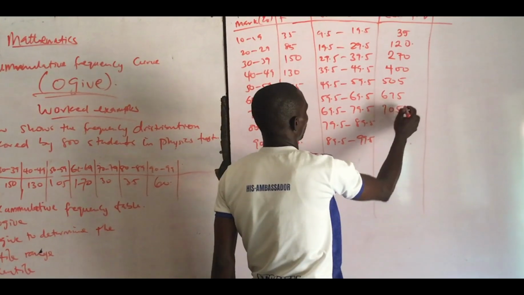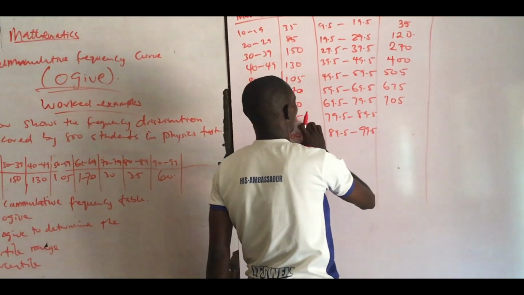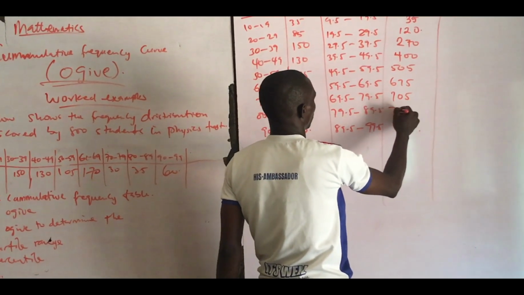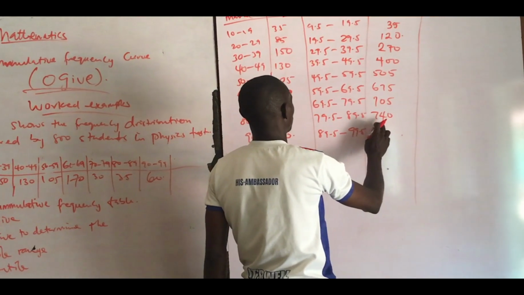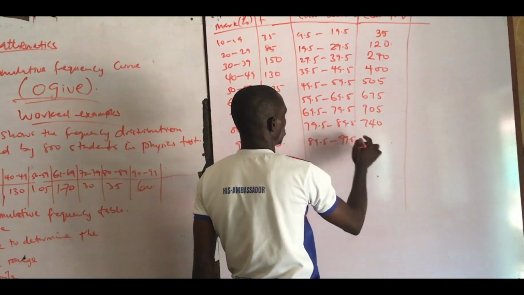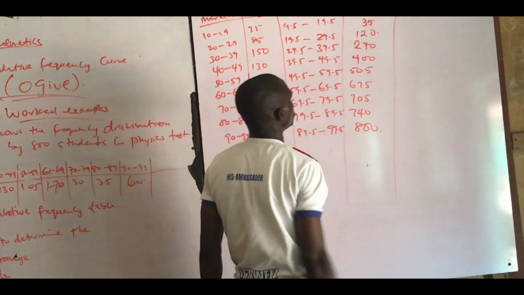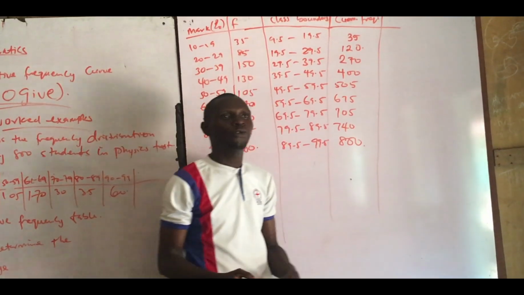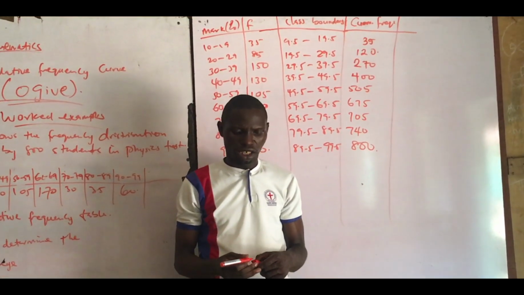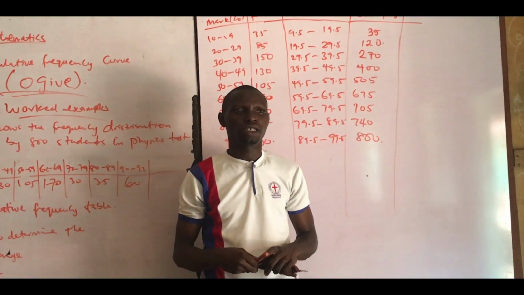705. 705 plus 35, 745. Then 740 plus 60, 800. So this is the cumulative frequency.